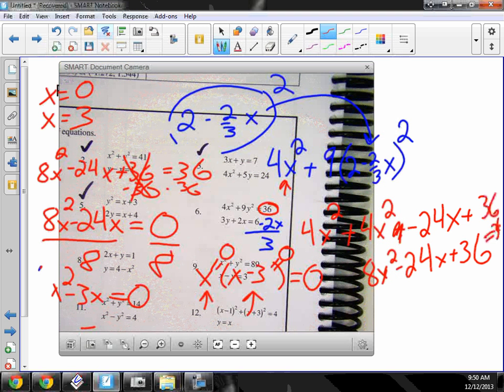Now what? Plug them back in. So I have this equation y equals 2 minus 2 over 3x. If I plug a 0 in there, what do I get? Ignore the squared. The squared's not there. Y equals 2, so 0 comma 2. If I plug a 3 in there, what is 2/3 times 3? 6 over 3, which is 2, and 2 minus 2, so y equals 0.